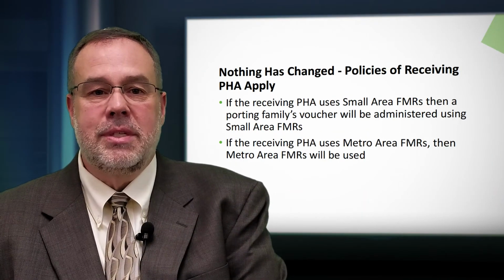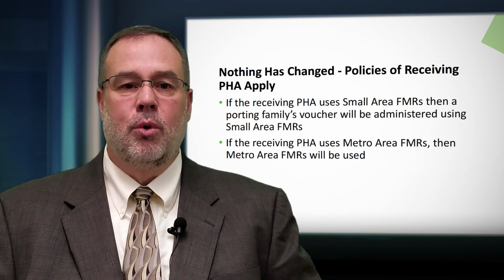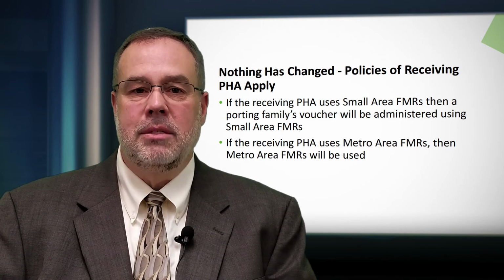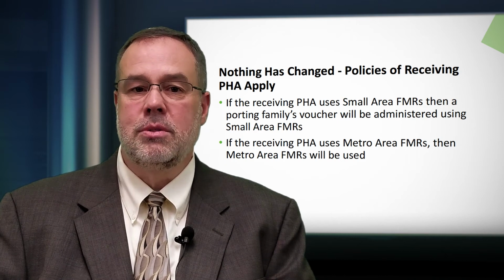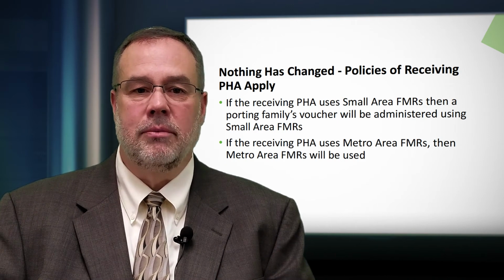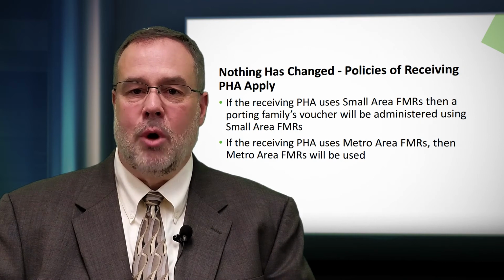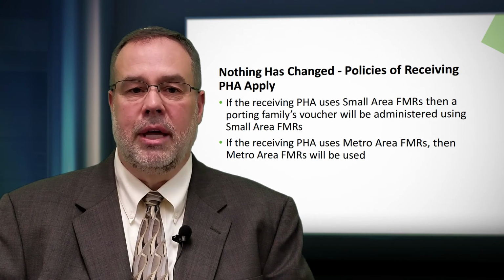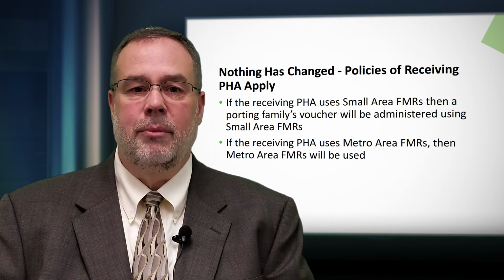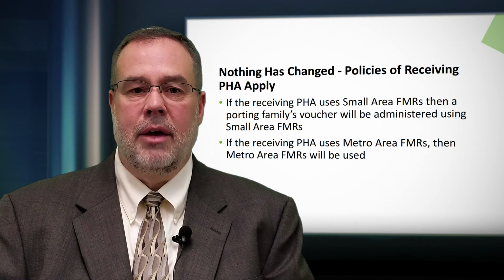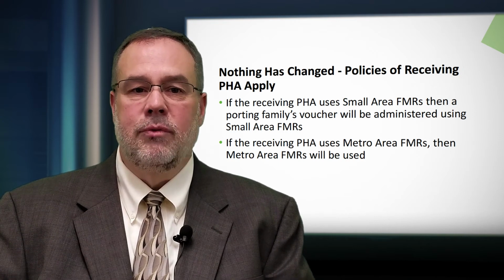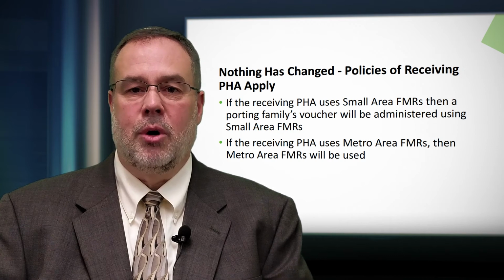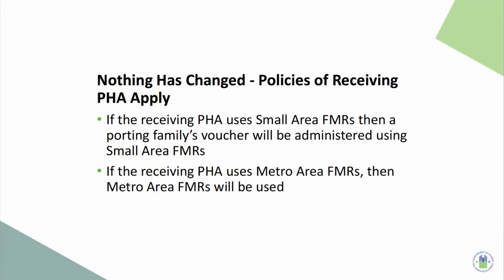The policies of the receiving PHA determine how vouchers of porting families are administered. That means the receiving PHA's payment standards are used to determine the family's subsidy calculation. If the receiving PHA uses small area FMRs, then a porting family's vouchers will be administered using small area FMRs, regardless of whether the family is porting from a designated small area FMR PHA or not. If the receiving PHA uses metro area FMRs, then the family's payment standard will be based on metro area FMRs, regardless of the payment standard policies of the initial PHA.